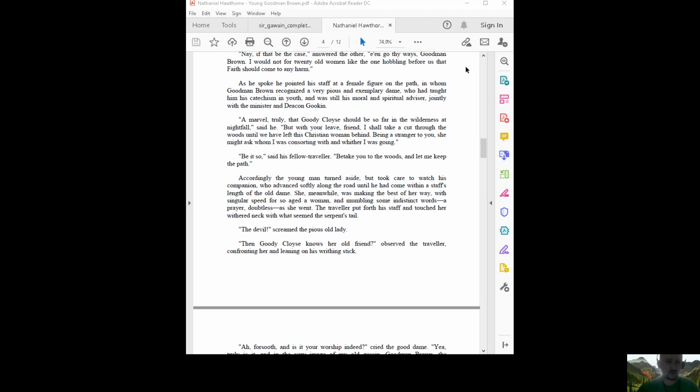"A marvel truly that Goody Cloyce should be so far in the wilderness at nightfall," said he. "But with your leave, friend, I shall take a cut through the woods until we have left this Christian woman behind. Being a stranger to you, she might ask whom I was consorting with, and whither I was going."